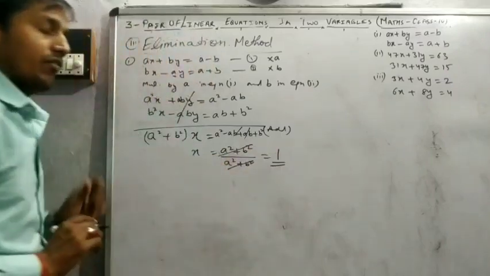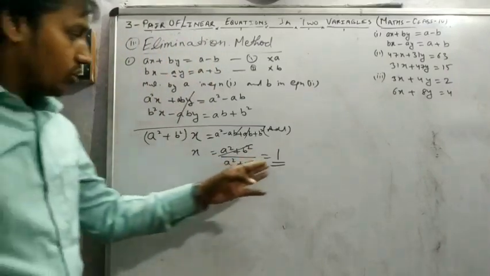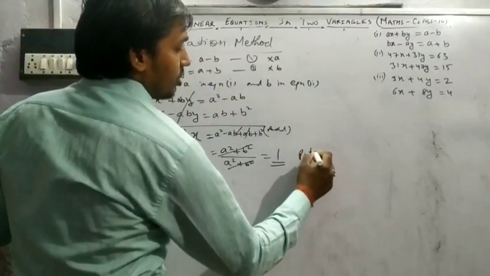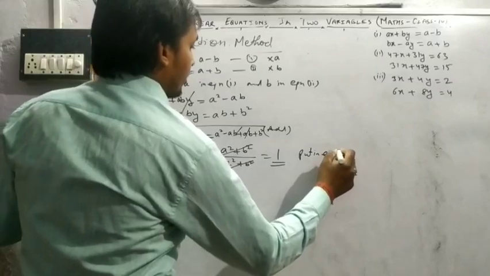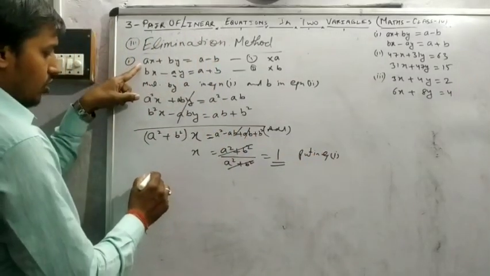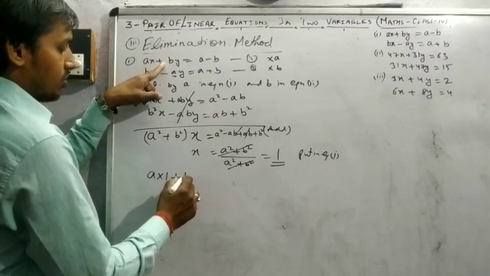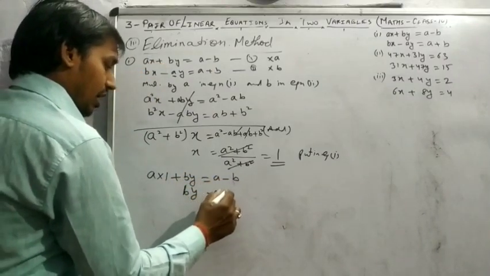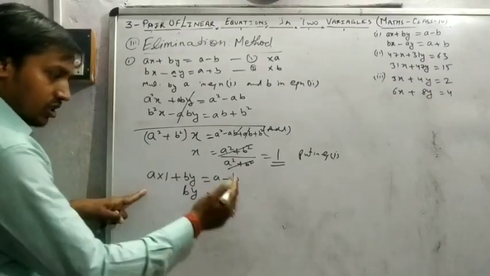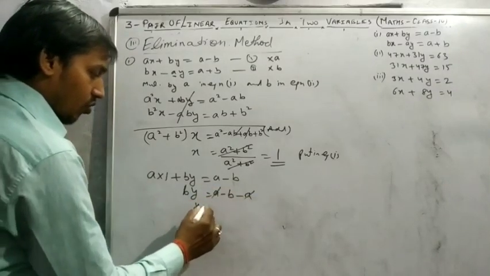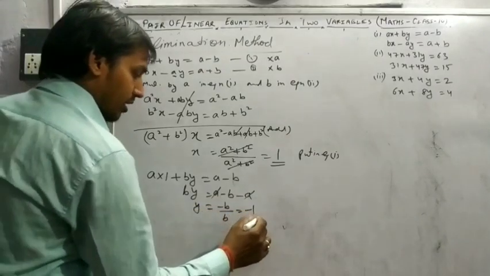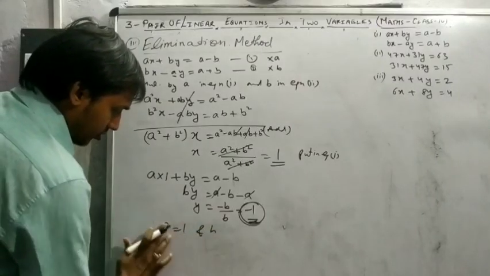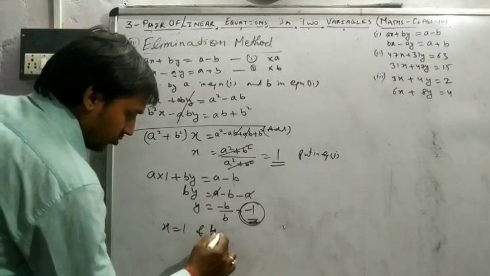the value of x is 1. Now you can put the value of x in any equation, either first or second. So we can put it in equation first, suppose. So a into 1 plus by is equal to a minus b, by is a minus b minus a, a sent to the opposite side, minus a cancels, y is equal to minus b upon b, that is minus 1. So x is equal to 1 and y is equal to minus 1.